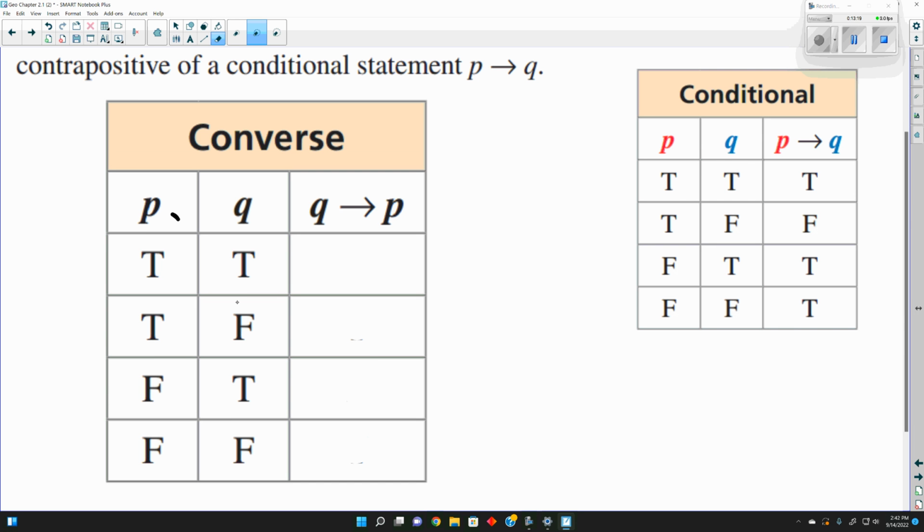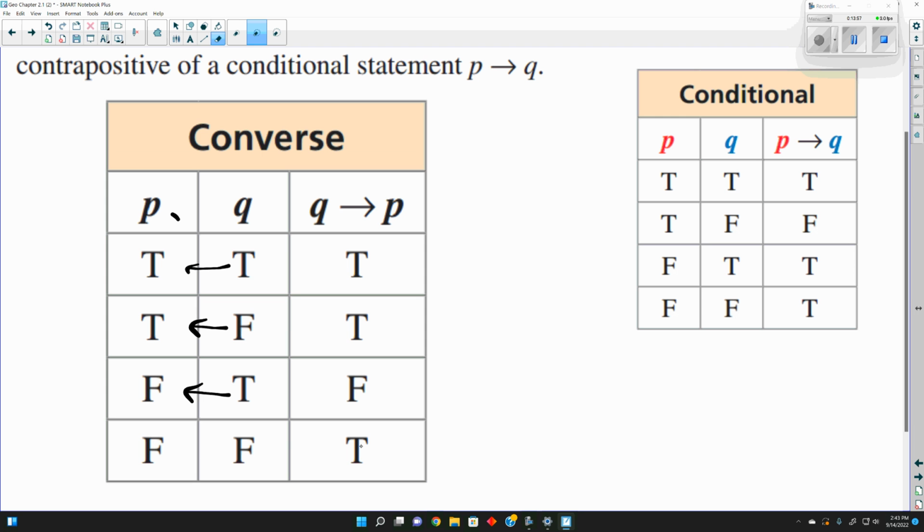So true implies true. So we're going this way. True implies true is going to be true. The next one, false implies true. True. Because whenever the hypothesis is false, it's always true. It's always a true statement. As weird as that sounds. The third one, true implies false, which is false. And lastly, false implies false is true. Whenever the hypothesis is false, the whole thing is true.